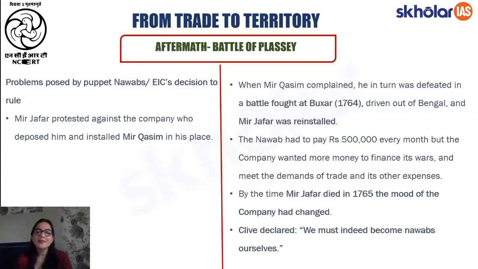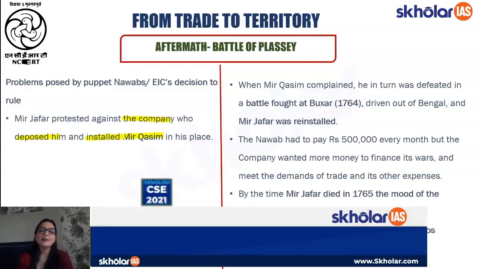So students, with this we have understood the course of the Battle of Plassey, how Sirajud-Dowla, the Nawab of Bengal, was defeated by the East India Company, and instead a puppet Nawab, that is Mir Jafar, was put in his position. However, students, even the puppet Nawab, Mir Jafar, after some point of time started to protest against the oppressive demands of the British East India Company, and it is due to this that the company deposed him and instead installed Mir Qasim in his place.